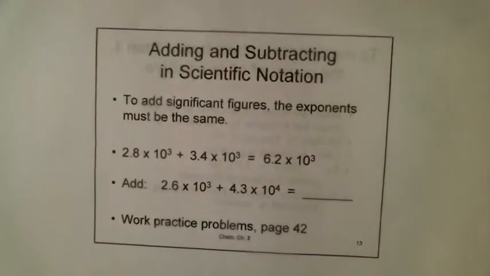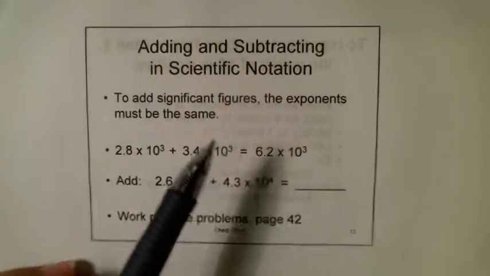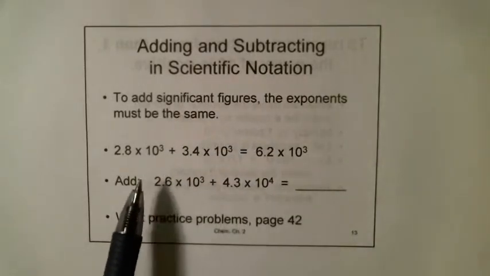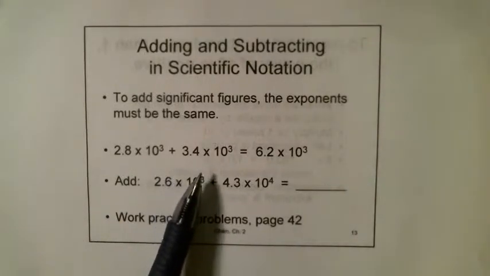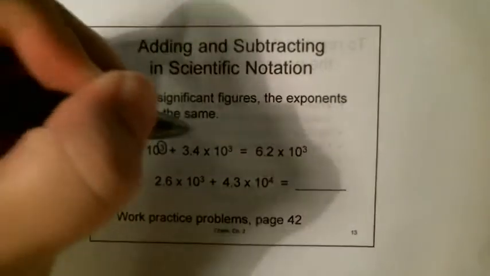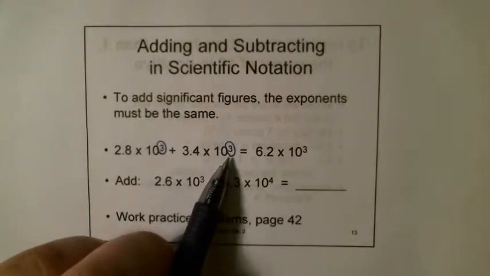All right, let's look back at our chapter 2 notes on page 7, slide 13. It states that to add numbers in scientific notation, the exponents must be the same. In order to do that, the exponents must be the same. In this case, they are the same.